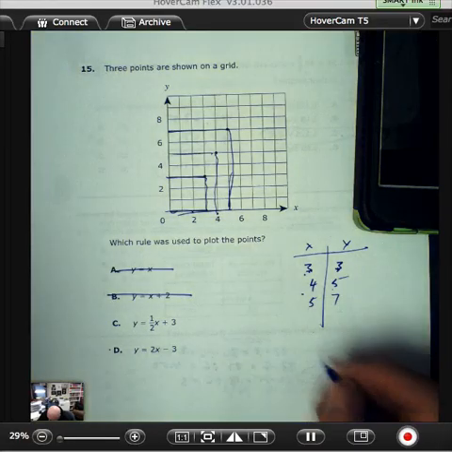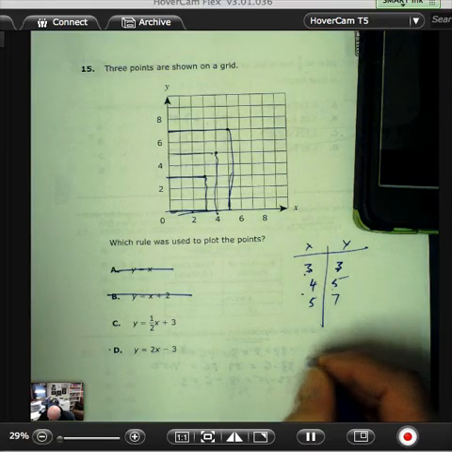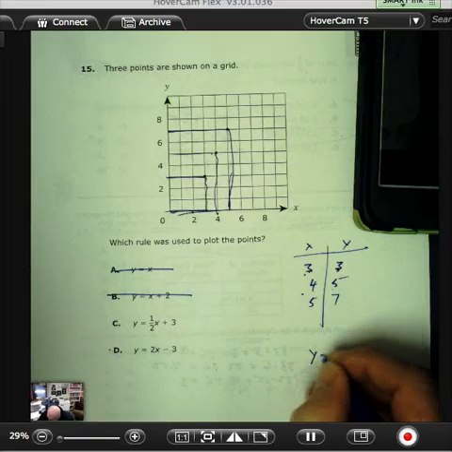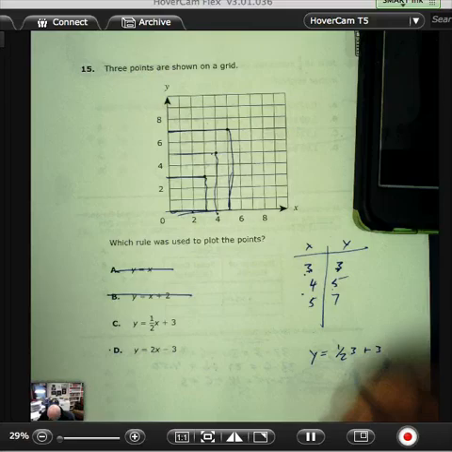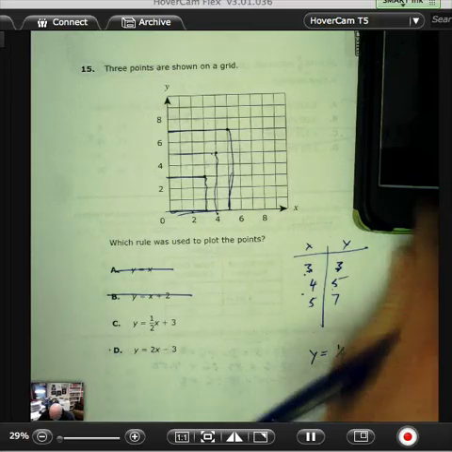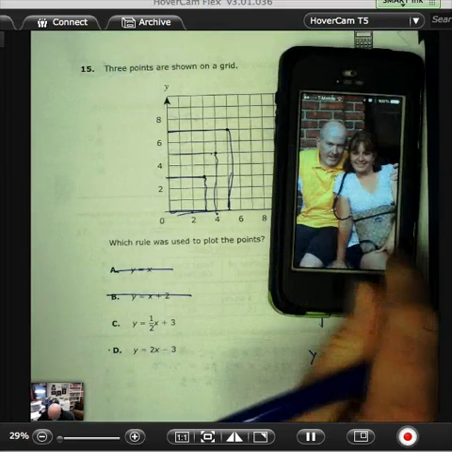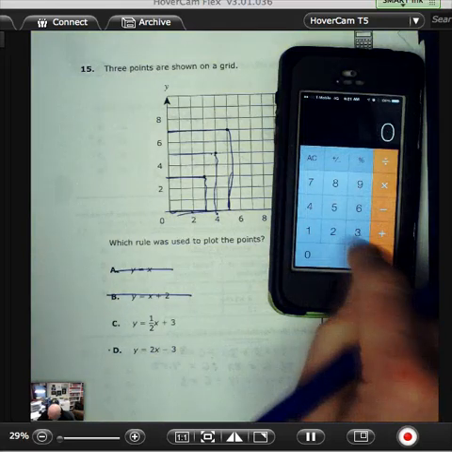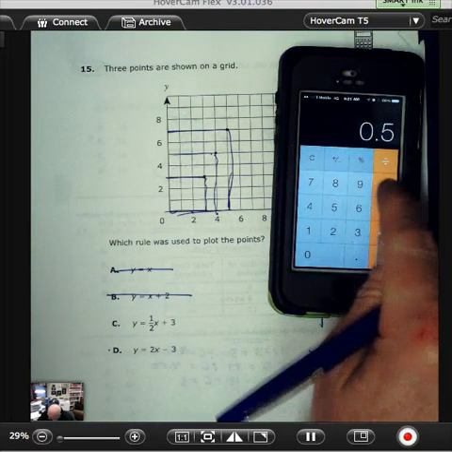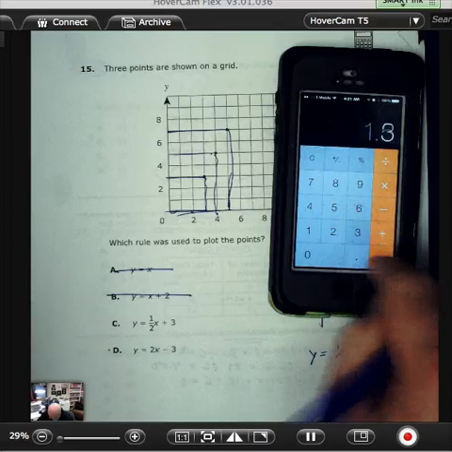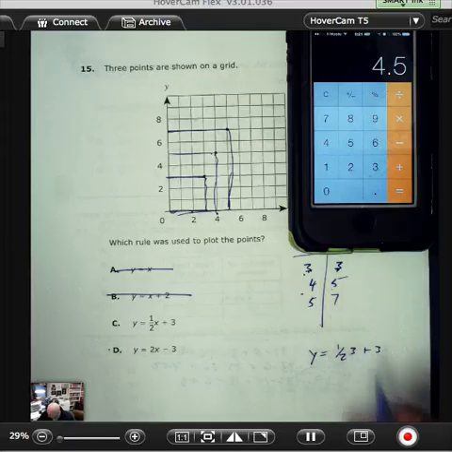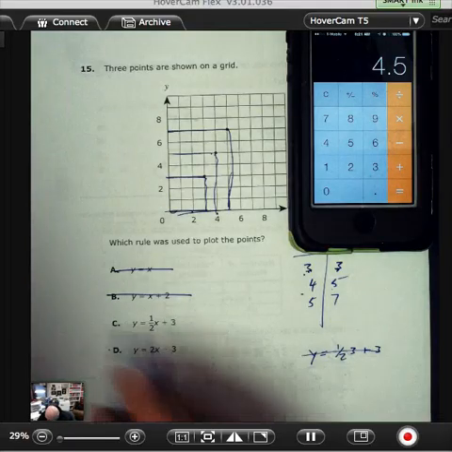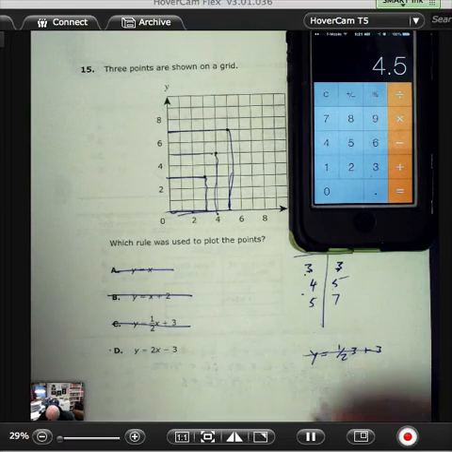1/2 x plus 3, it could be that. So let's just try it. Y equals 1/2 of 3 plus 3. 1/2 of 3 would be, and you could do that on the calculator, 0.5, which is 1/2, times 3. You get 1.5 plus the 3 would equal 4.5. So it can't be that one. It's got to work for everyone. So it must be this one, but let's just see if it works.